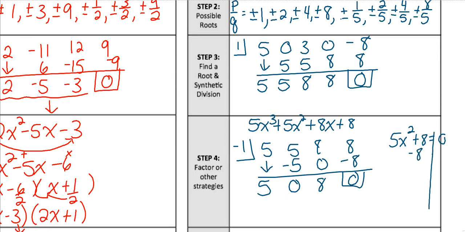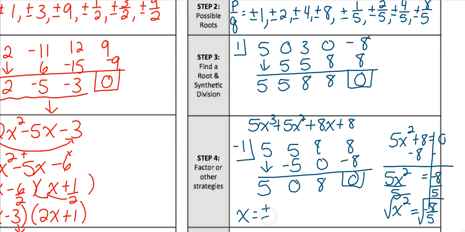So I'm going to subtract 8 from both sides. And I'm going to get 5x squared equals -8. Divided by 5. Get x squared equals -8/5. And then I just have to square root both of those. So I'm going to write it over here. I get x equals, I took a square root when I'm solving, so I'm going to put a plus or minus. And then I have a few things to look at here.